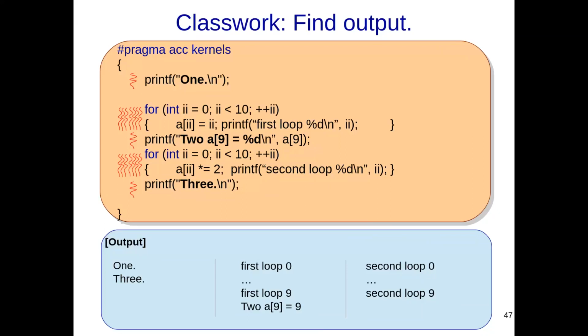Similarly, the third kernel, which corresponds to the second loop, is also going to get enqueued into the same command queue, and therefore the first loops, followed by the twos, and followed by the second loop, are going to get printed.